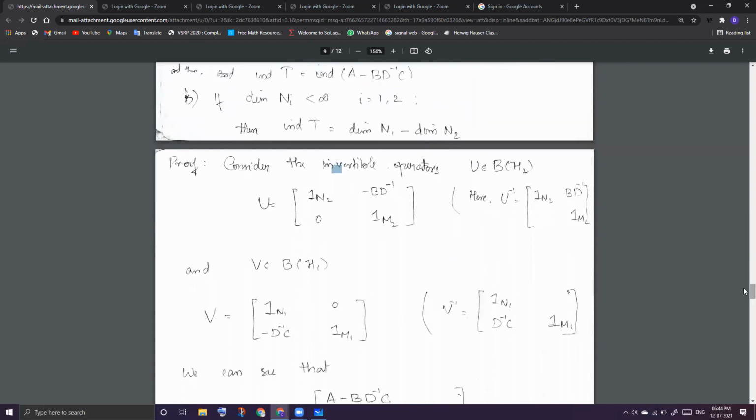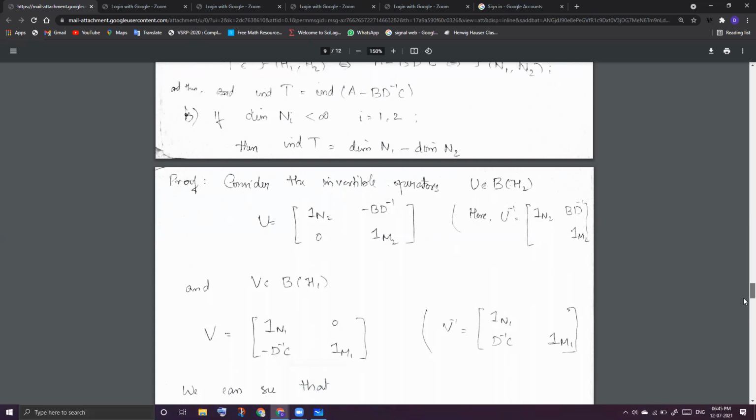The proof is this. First, what we are trying to do is we consider this operator U, which is from H2 to H2. This operator is invertible. The inverse is this. And V is an operator from H1 to H1. This is also invertible. Again, the inverse is just this one and one, and instead of minus here, I'm doing D inverse C.